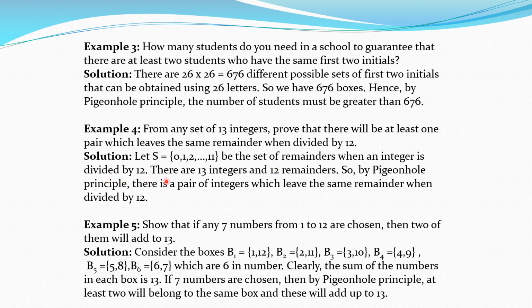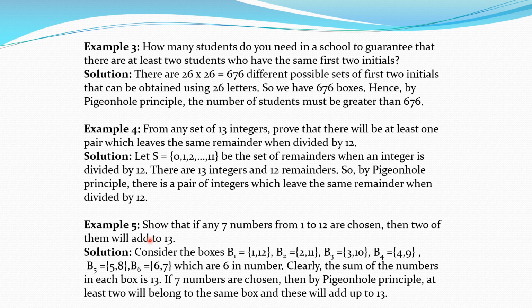Now there are 13 integers. We divide each integer by 12. If for any integer the remainder is 0, then it will go to box 0. If the remainder is 1, then it will go to box 1. In this way these 12 remainder values are 12 boxes, and there are 13 integers which are objects in this case. So by pigeonhole principle there is a pair of integers which will belong to the same box. It means they leave the same remainder when divided by 12.